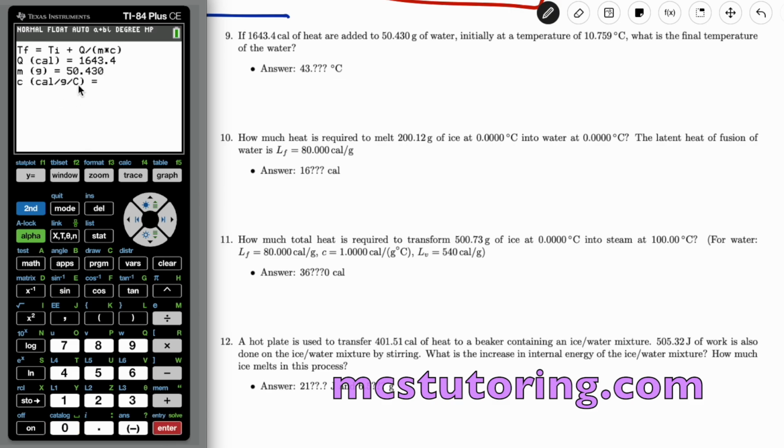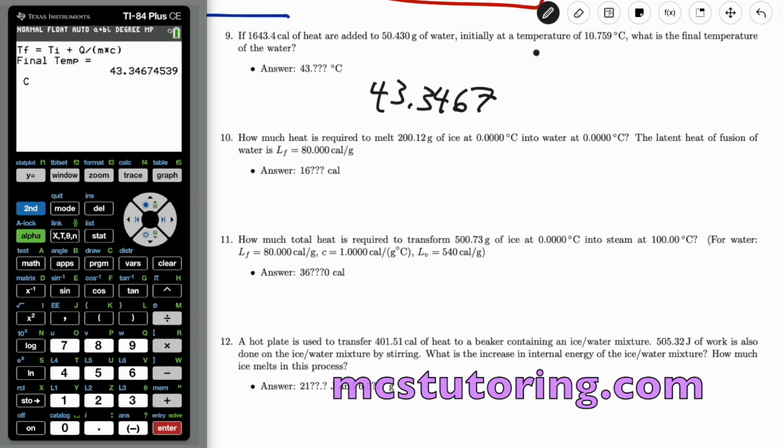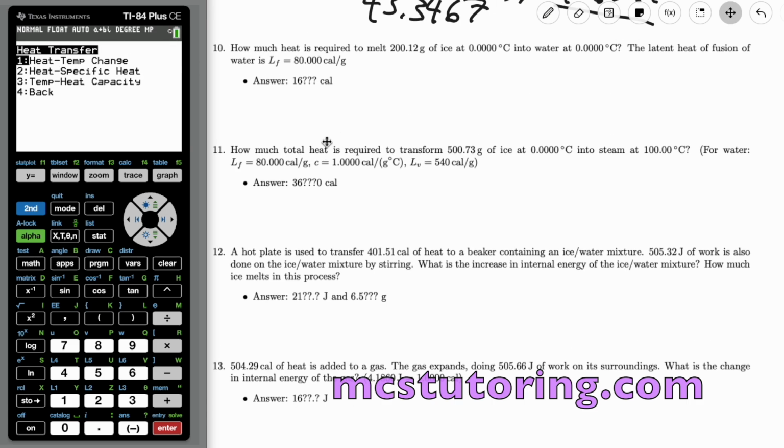Now, the standard heat capacity of water is 1. And then I think there's something in STP conditions, if you don't know what that is, that's cool. And the initial temperature I think is 10.759. And then let's just write this down, 43.3467. I think we go 3 decimal places. That'll then become 43.347 degrees Celsius.